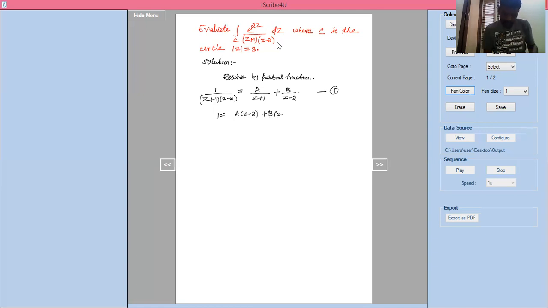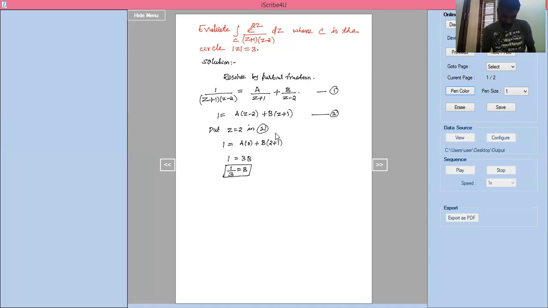So I cross multiplied this. This is equation number 2. Now put z equal to 2 in equation 2. Why can I put z equal to 2? Here z minus 2 is one factor and z plus 1 is another factor. If I put z equal to 2 in equation 2, I get 1 equal to a into 0 plus b into (2 plus 1). Now I'll write 1 equal to 3b, so 1 by 3 equal to b.